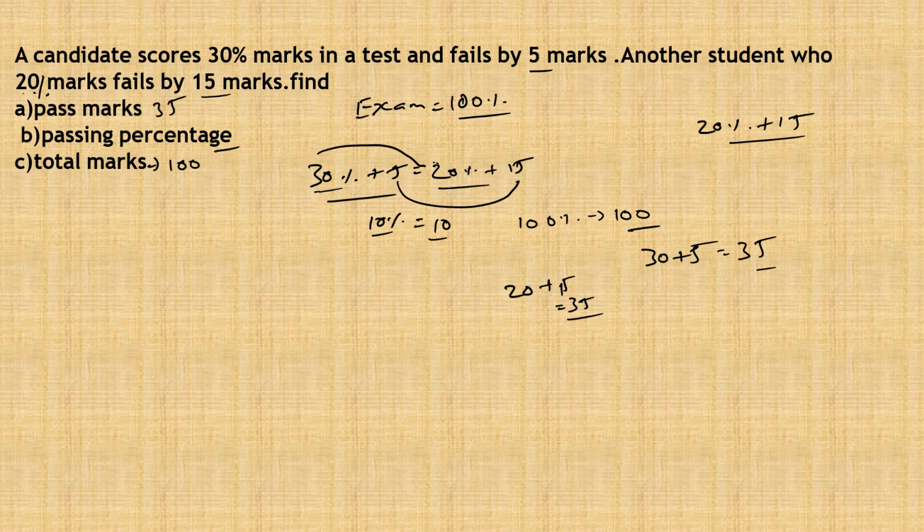We need to find the passing percentage. Pass marks are 35 and the total marks are 100, so the percentage is 35 over 100 times 100. The 100 gets cancelled. We will get 35% as the passing percentage. I think you understood it clearly.